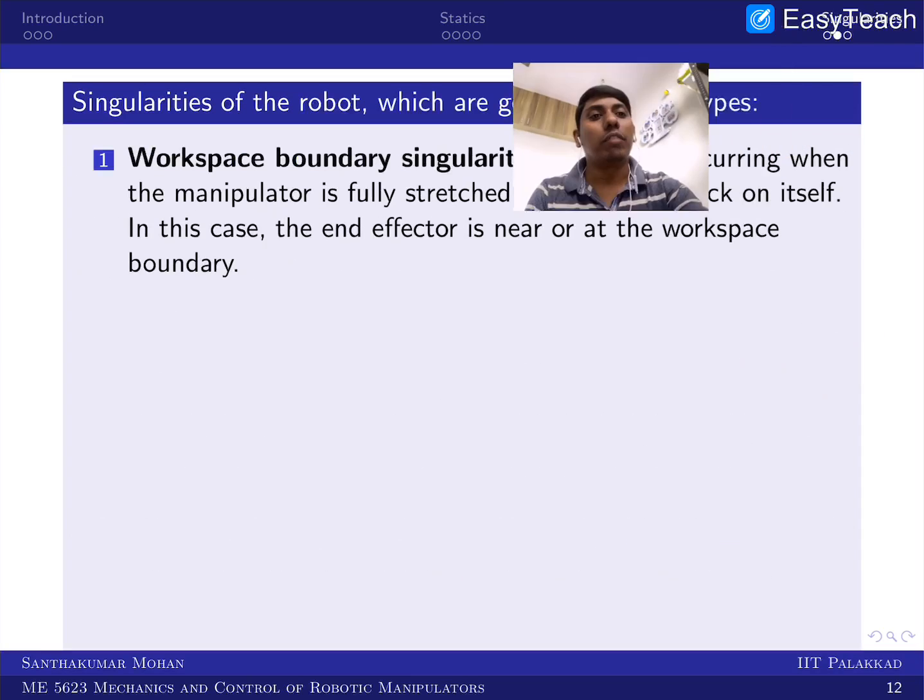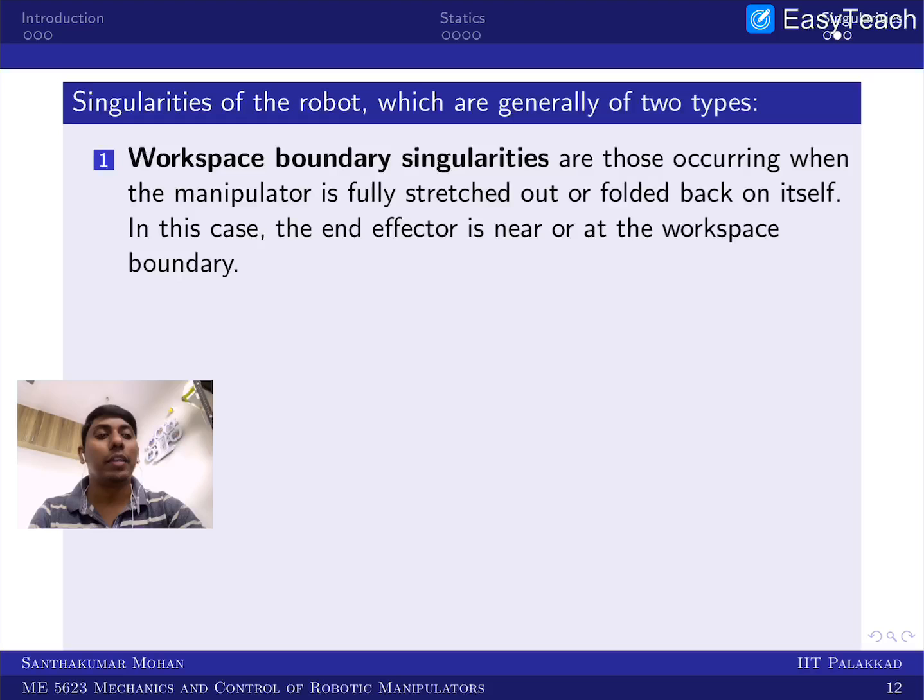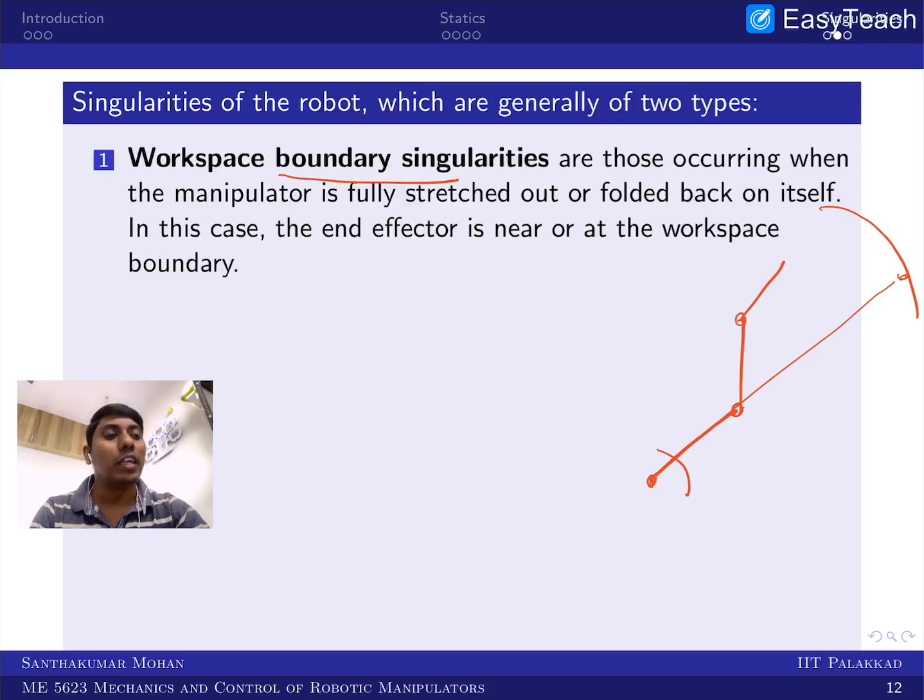And what we can see is that singularity can happen in two places. For example, I am taking a 3R serial manipulator. In this 3R serial manipulator, the singularity can happen at the workspace extreme end, that is what you call the boundary. The boundary is reached when you extend the complete arm, and you can see that one or two joints lose their degree of freedom.